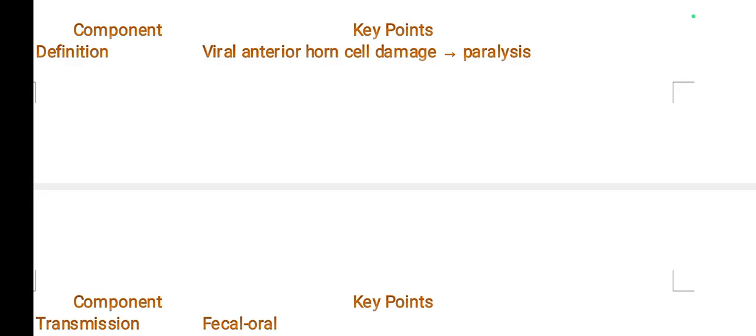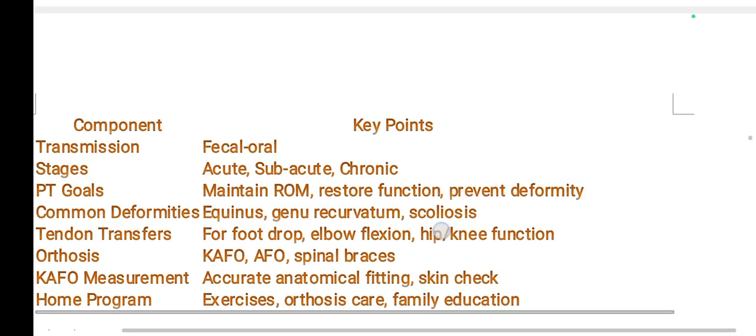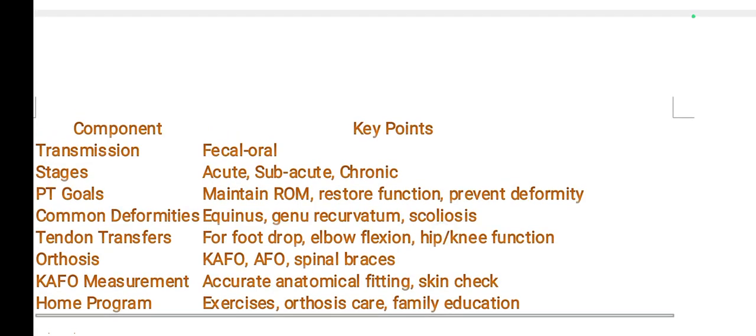Definition: a viral anterior horn cell damage leads to paralysis. Transmission: fecal-oral route. Stages: acute, subacute, chronic. PT goal: to maintain the range of motion, restore function, and prevent deformity. Common deformities seen in poliomyelitis are equinus, genu recurvatum, and scoliosis. Tendon transfer is done for foot drop, elbow flexion, hip and knee function. Orthoses: KAFO, AFO, and spinal braces. KAFO measurement: accurate anatomical fitting and skin check. Home program: HEP, exercise, orthosis care, and family education.